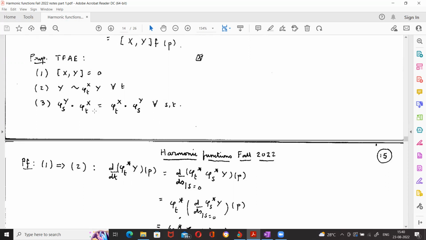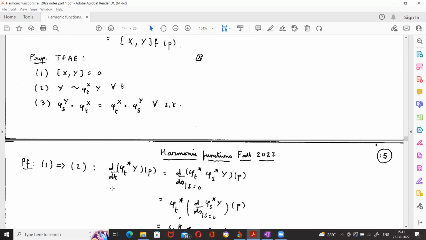So let's prove this. So 1 implies 2. Suppose the bracket is 0. Then we want to show that y is phi t x related to y for all t. So y being phi t x related to y for all t is the same as showing that phi t star y is equal to y for all t. Yes, phi t pulls back y to y.